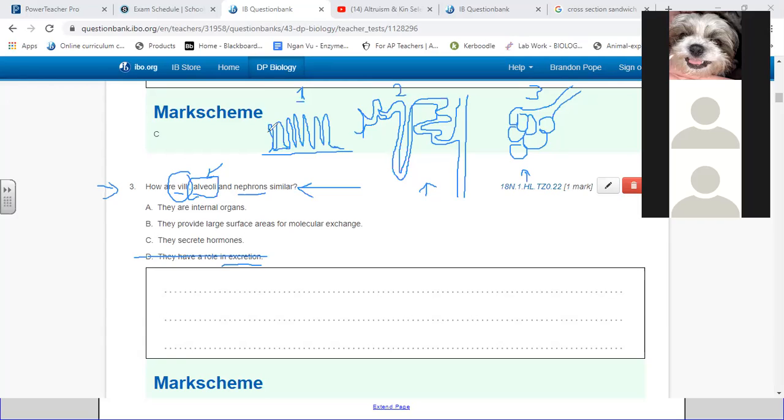No, they don't secrete hormones. This one does have secretions. You're going to have to secrete digestive fluids, but this one's going to have to secrete what we call surfactants. You don't know that term yet, but surfactants are going to allow gas exchange, but they're not hormones, so they're not hormone related. So we're going to get rid of that one.